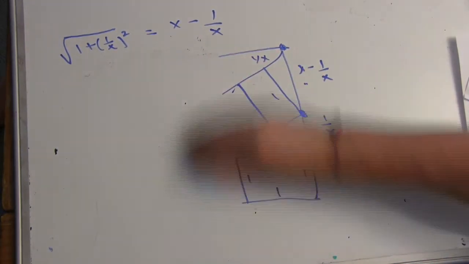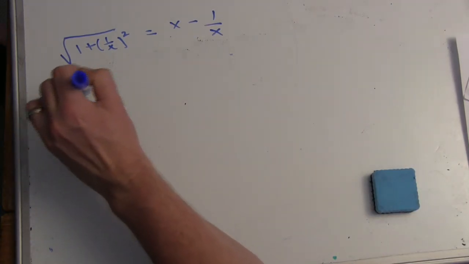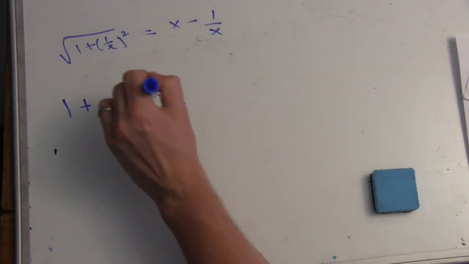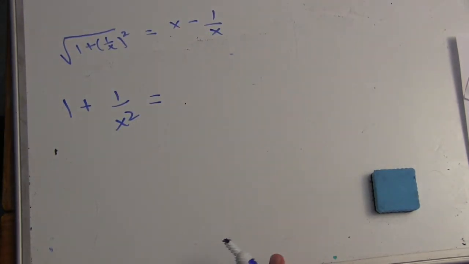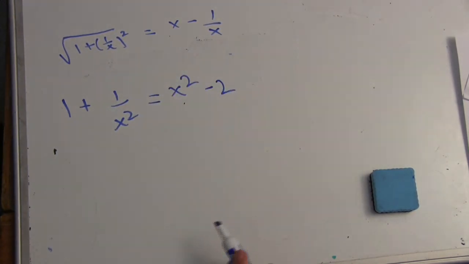So I can solve it by squaring both sides. When I square this side, I get 1 plus 1 over x squared. How about when I square this side, what do I get? So you get x squared, and then you get minus 2 plus 1 over x squared.